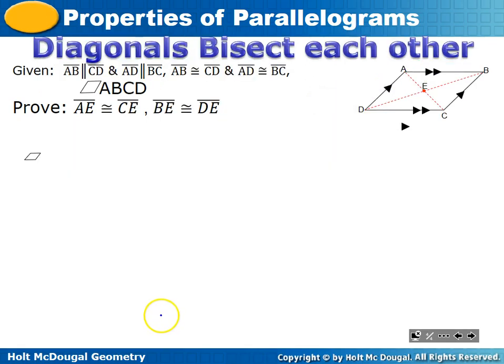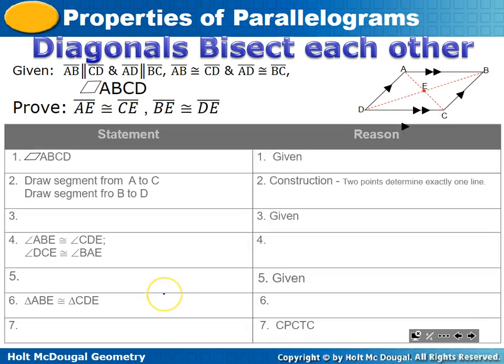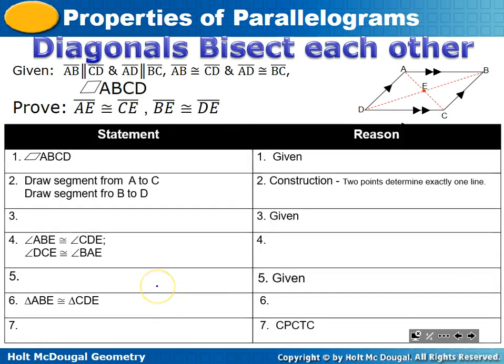Okay, so the next one. Again, this time we're going to prove that diagonals bisect each other. So on this one, we have our given pieces of information that we have quadrilateral ABCD. We're going to, again, draw that segment from A to C and from B to D. And then we're going to put our additional given piece of information.